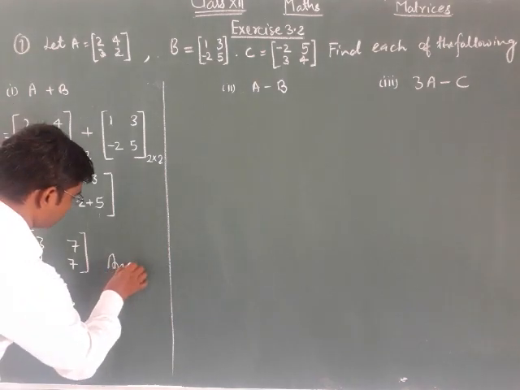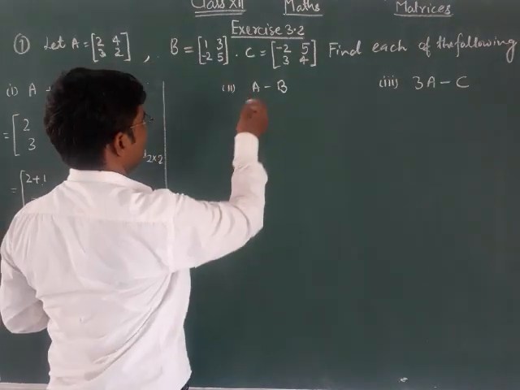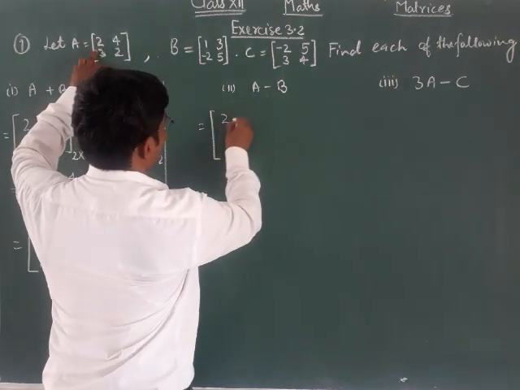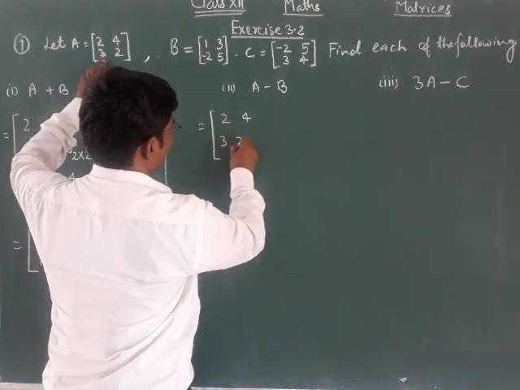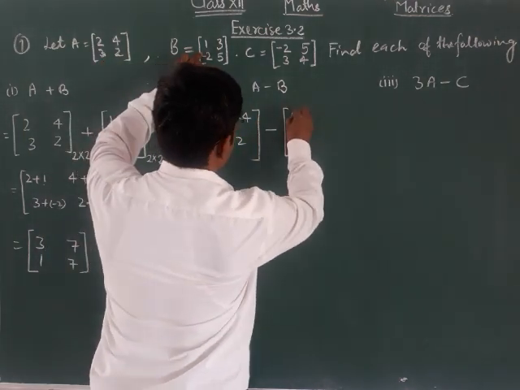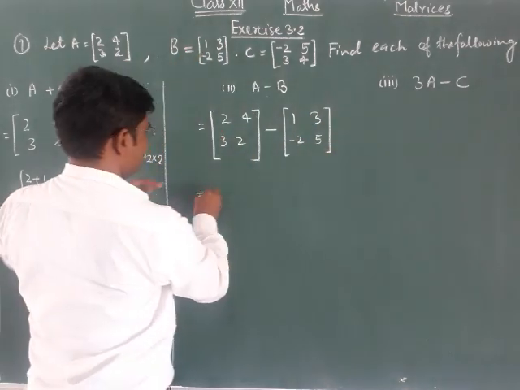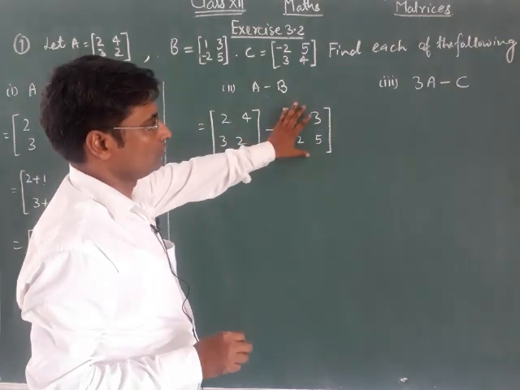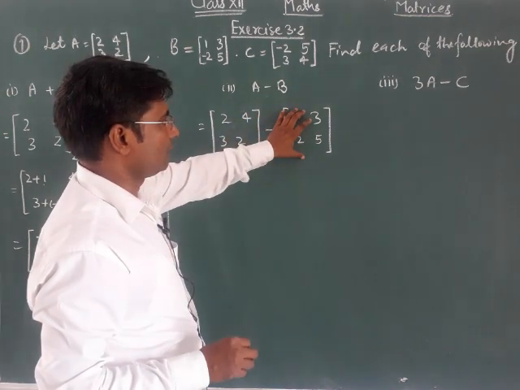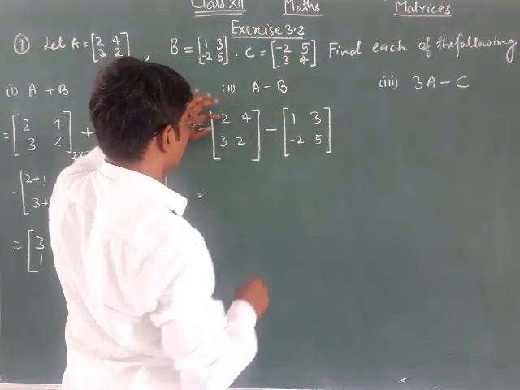This is the answer. And also A minus B. A minus B means the given matrix A, [2, 4; 3, 2], minus matrix B, [1, 3; -2, 5]. The orders are 2 by 2 and 2 by 2. If the orders are the same, the matrices can be subtracted, so corresponding elements should be subtracted.